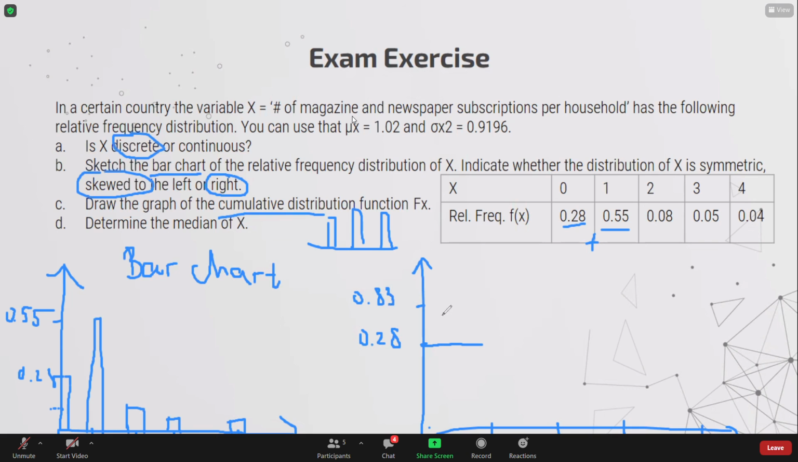0.83, if I'm not wrong. Correct me if I'm wrong. From 1 to 0, it goes like this. That's cumulative, so it means it's gradually increasing. So in the end, it should be somewhere around 1. Later, between 2 and 3, we add 0.08. So it's somewhere here, 0.91.